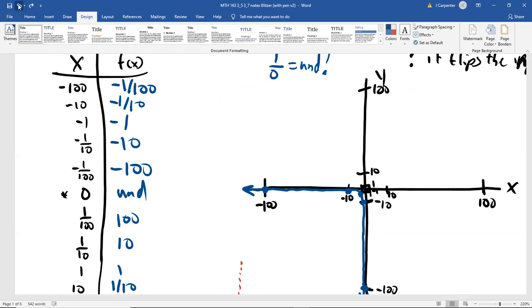So 1/100 means barely go right, and then up 100. So hugging that y-axis. Then 1/10, 10 means go right barely, but a little more than previously, and then go up 10, so about here. Then 1, 1 means go right 1 and up 1, so about there. Then 10, 1/10, and 100, 1/100th.